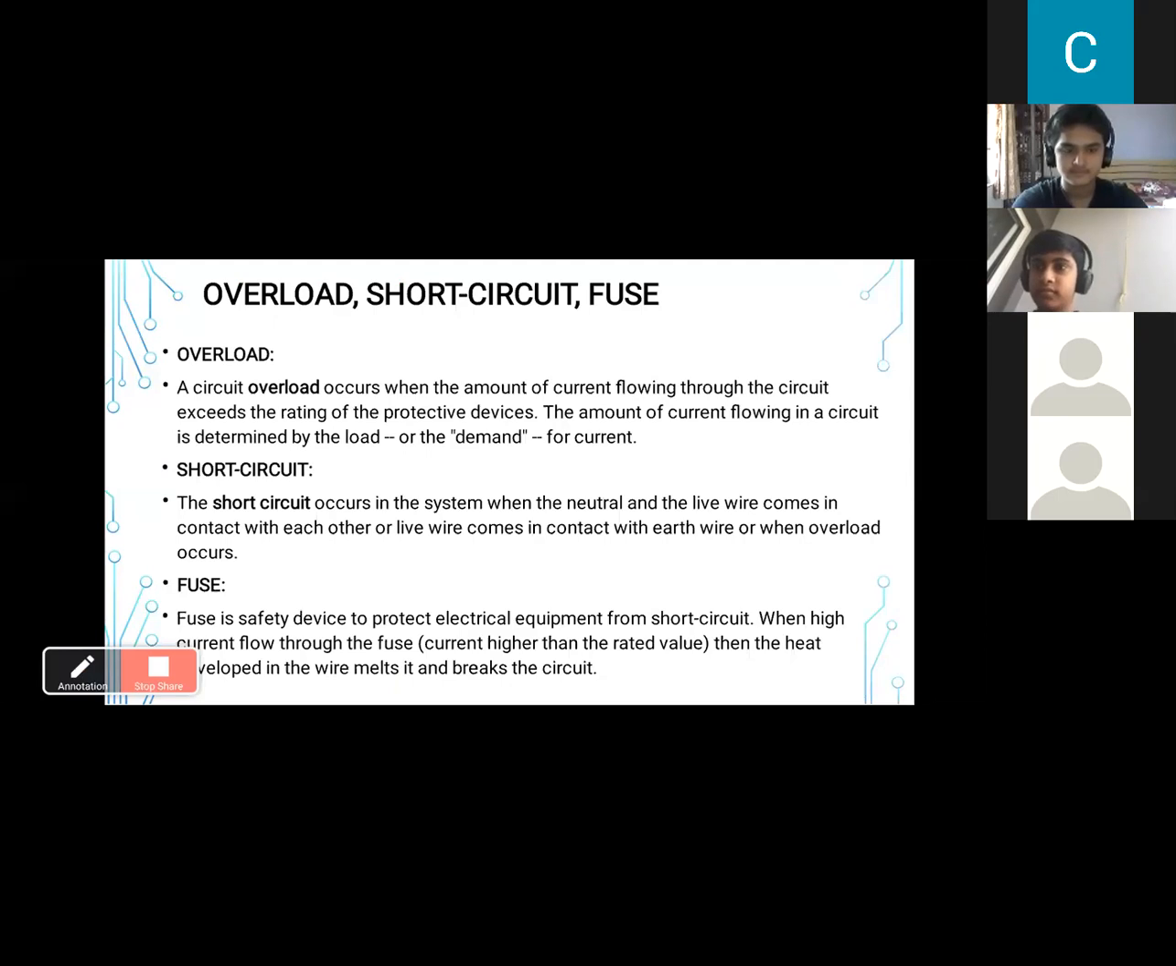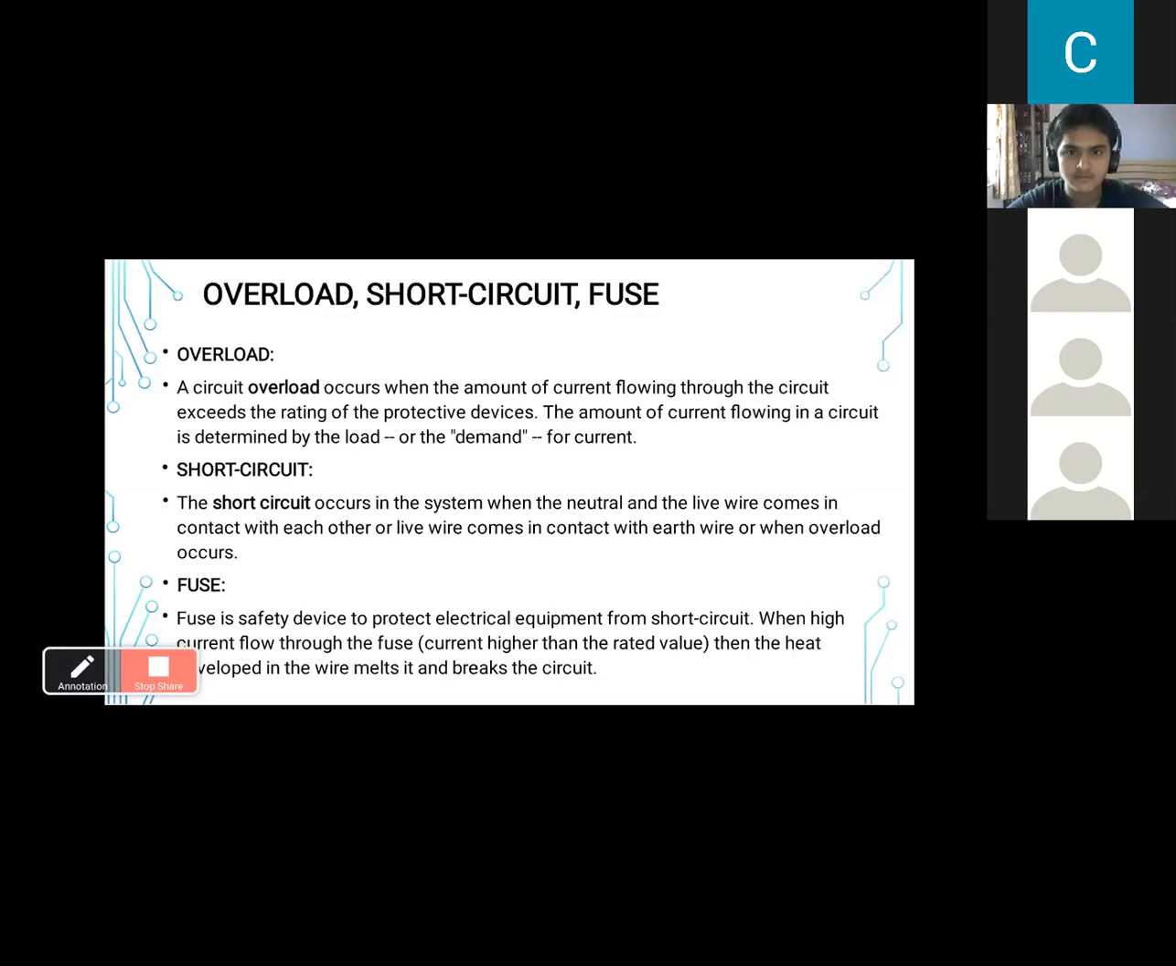Getting this point? Overload can result in short circuit, and from the short circuit, my electric appliance can be destroyed. So to avoid it, I'm using a fuse as a safety device. Whenever a high amount of current is flowing through the fuse, the fuse will melt first because it is made of a low melting point material.